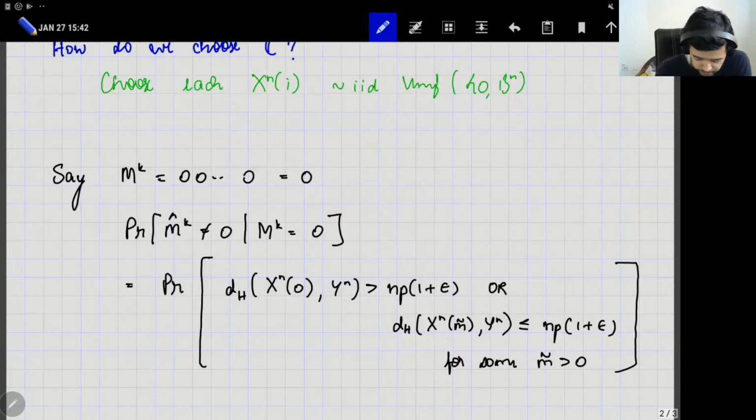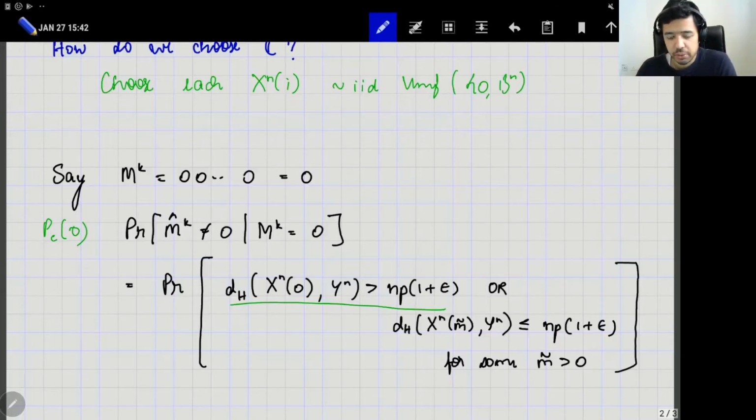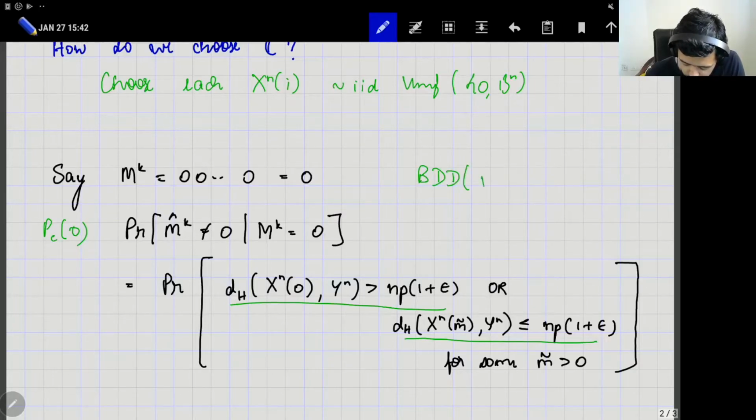So the probability of error given that the 0th message was transmitted, what is this equal to? An error occurs if one of two things happen. Either the received sequence yn is greater than a distance r from the transmitted sequence, or some other code word is close to the received sequence. Here we are using a bounded distance decoder where r will be chosen to be np times 1 plus epsilon for some small epsilon greater than 0.